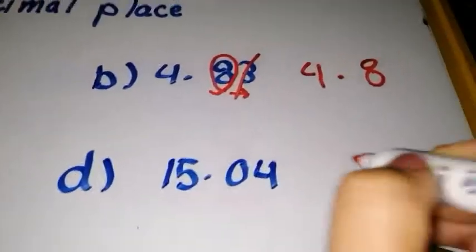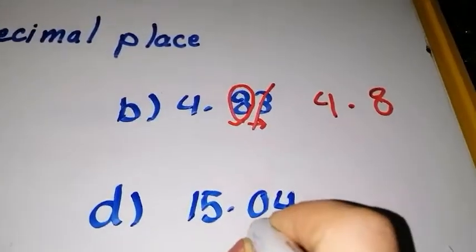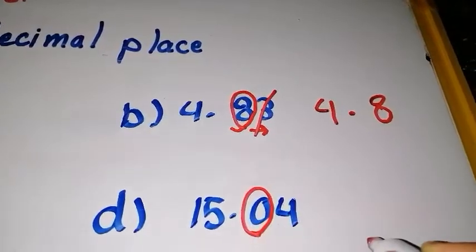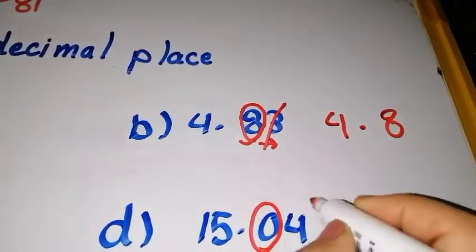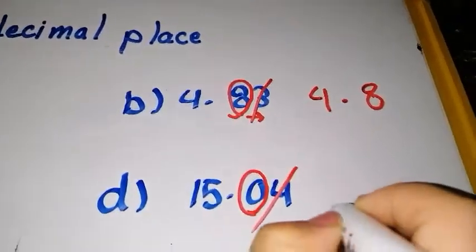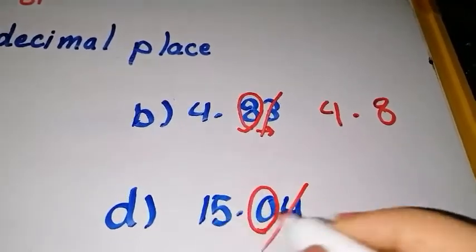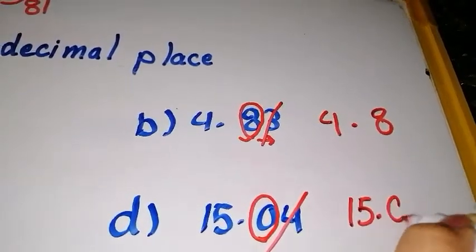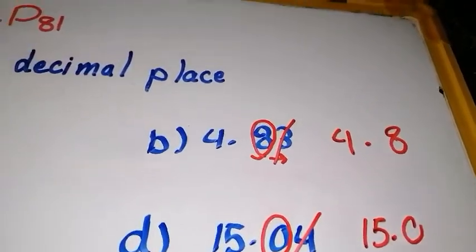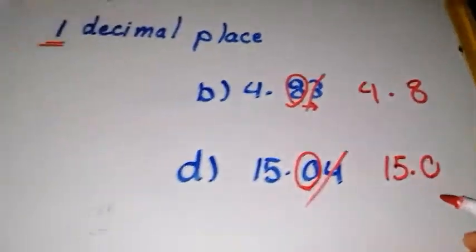Let's see D. Circle the number. Look next door. 5 or more, no. 4 or less, yes. Just ignore. Numbers on the right, 0 the same. Numbers on the left just stay the same. So let's write now. 15.0. That's all. It's actually 0 from the beginning.